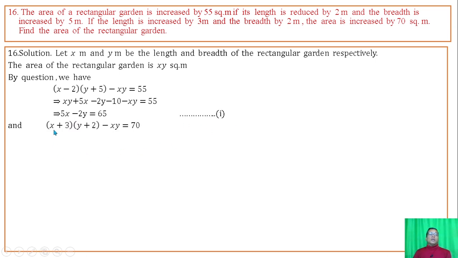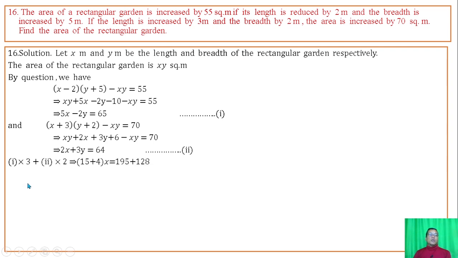Next, the length is increased by 3 and the breadth by 2, and the new rectangle area minus the original rectangle area is 70 square meter. Simplify it to get a linear equation in two variables, which is equation 2. Solve 1 and 2 by any technique. Multiplying equation 1 by 3 and equation 2 by 2 and adding, we get the value of x as 17.